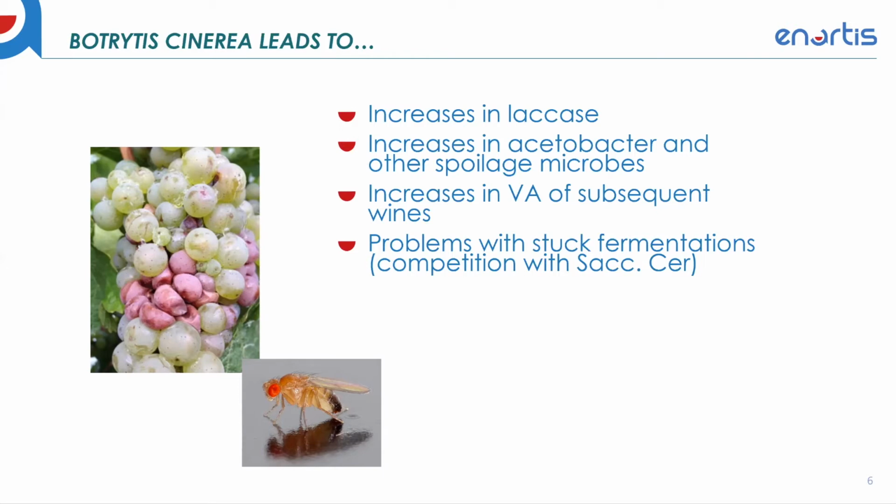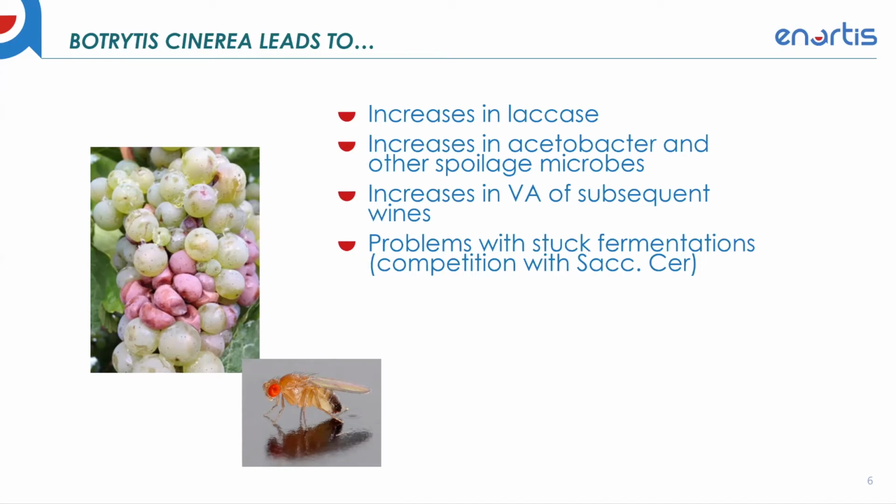And obviously those high microbial loads in the fruit can lead to increases in volatile acidity, increases in risk of spoilage, increases in risk of stuck fermentation. So there's a lot of problems associated with botrytis, because botrytis leads to microbial infections more in the vineyard. So that's kind of what we're dealing with when we're talking about botrytis.